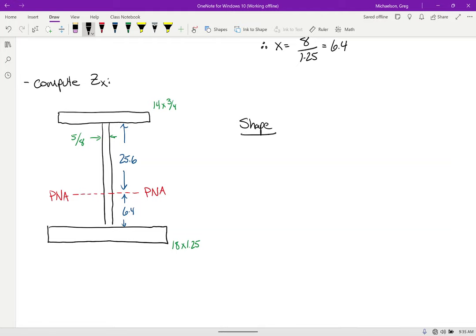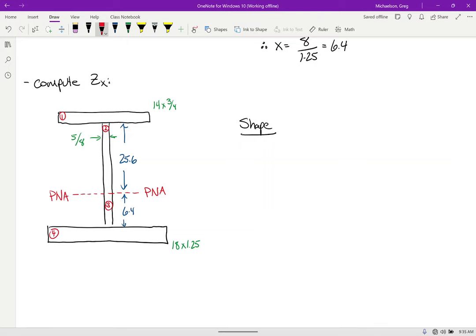Okay. So what I'm gonna do is split this up into four shapes. So we'll say 1, 2, 3, 4. So 1 and 4 are the top and bottom flange, and then 2 and 3, this is the web, but this is the web above the area and the web below. Okay? So far, so good?